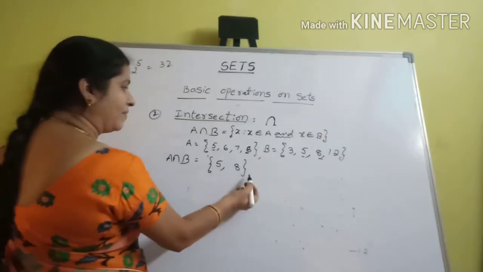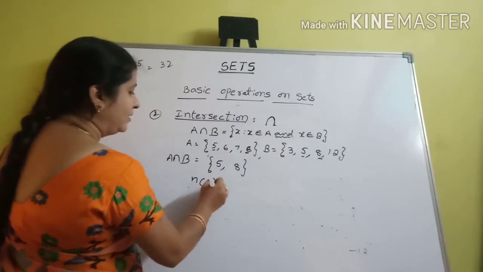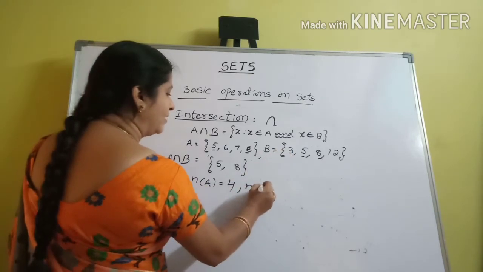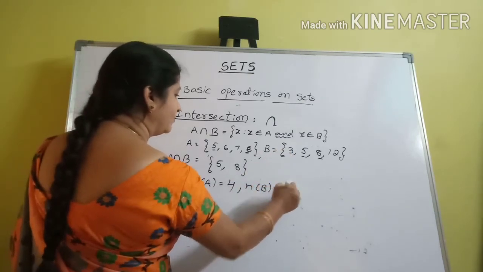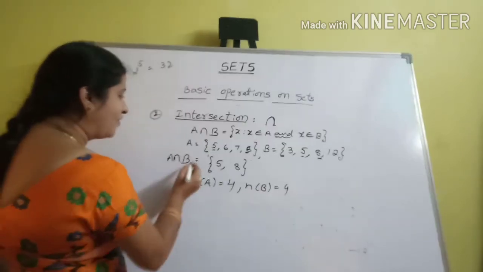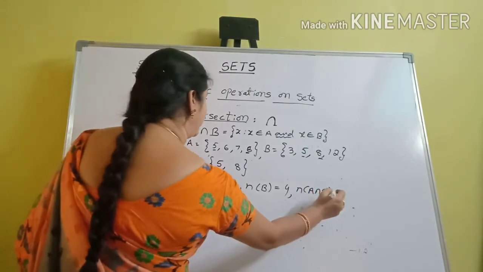Set of 5, 8. So what is n of A here? Here n of A equal to 4. n of B equal to also 4. So what is the observation here? n of A intersection B equal to 2 here.